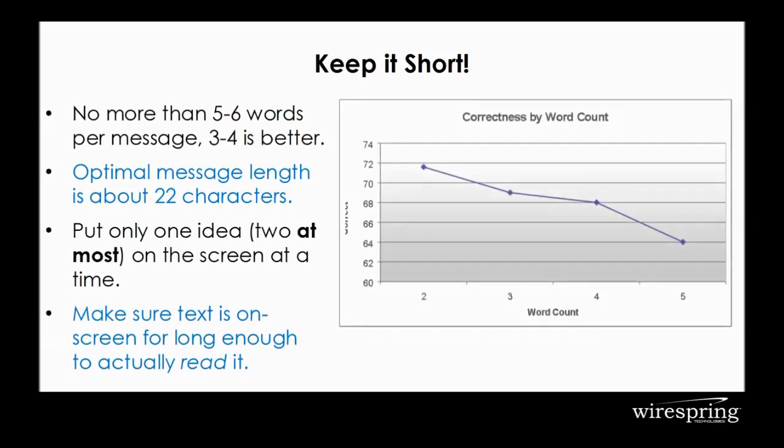Take message length, for example. After hundreds of hours of research comprising tens of thousands of impressions and viewer surveys, we are confident that each message should be no more than 5 or 6 words long. In fact, 3 or 4 words long would be even better. There should never be more than about 22 characters worth of messages on the screen at once. You should put no more than 1 or 2 messages on the screen at a time. And of course, make sure that text is on screen for long enough to actually read it.